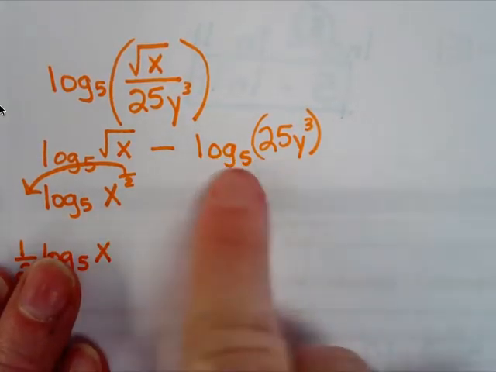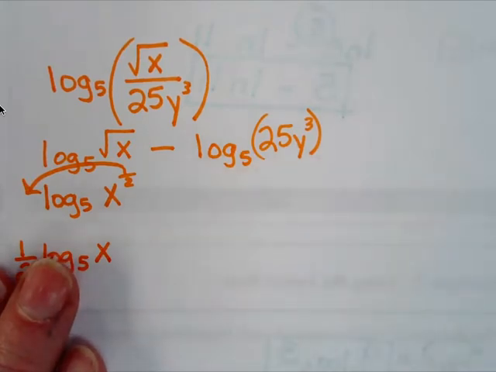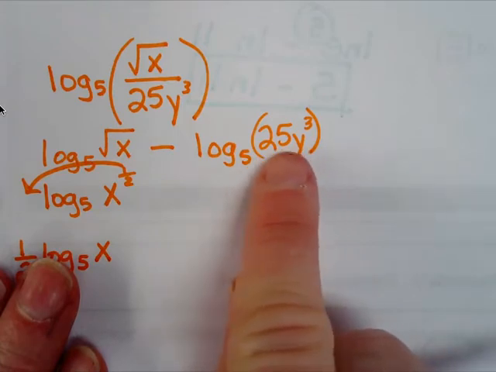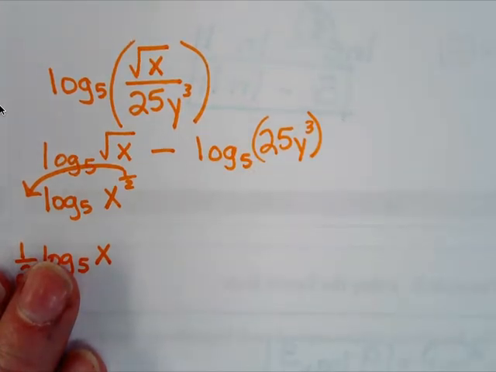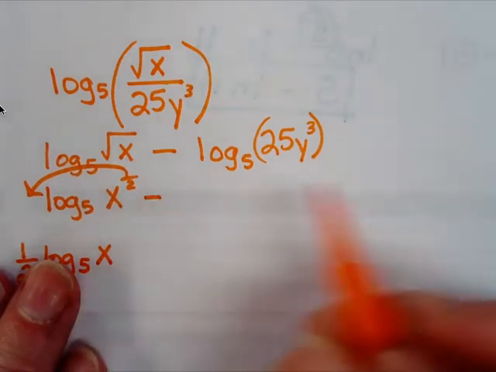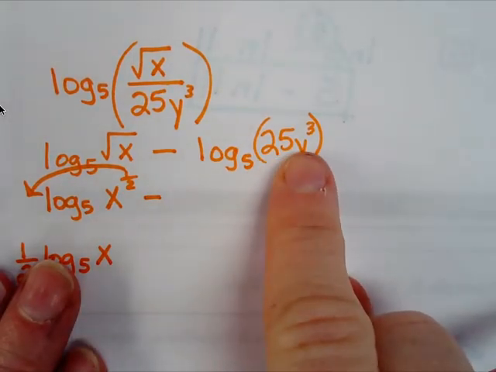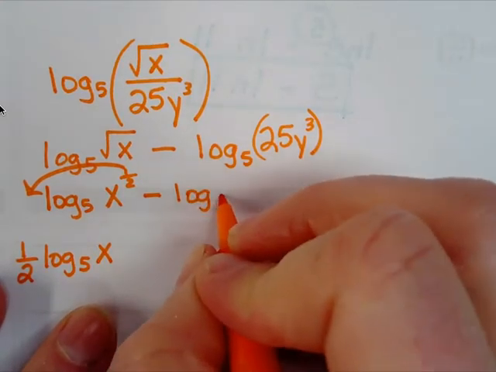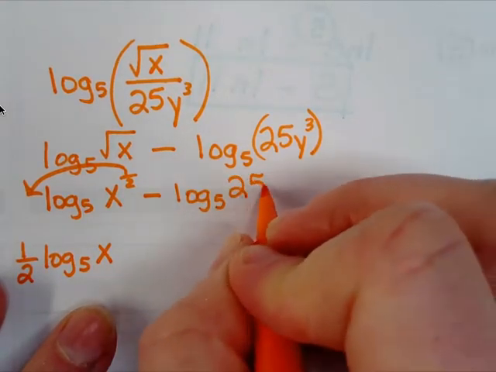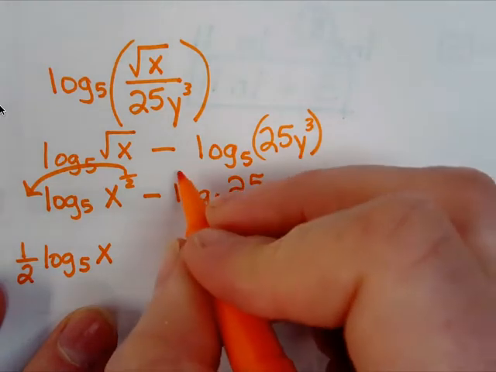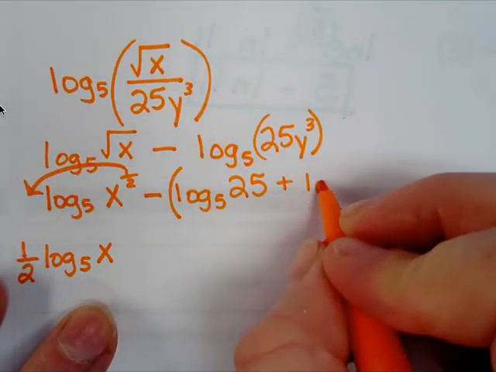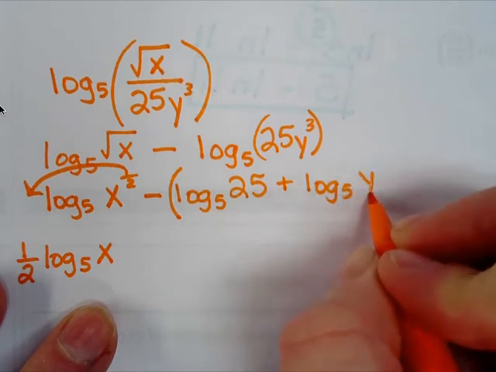So let's do something with this guy right here. Okay, this is multiplying, isn't it? What do we need to do with that? If you have multiplication, how do you separate it out? Add, yeah. So it's going to be log base 5 of 25. Oh, I need to put this in parentheses. Plus log base 5 of y cubed.